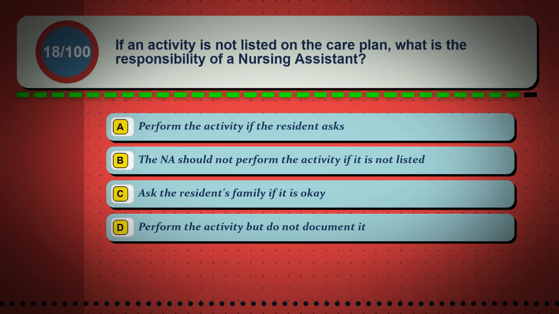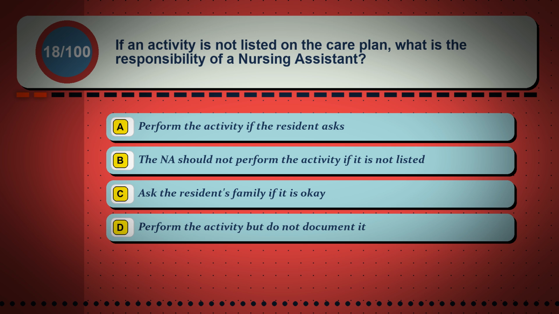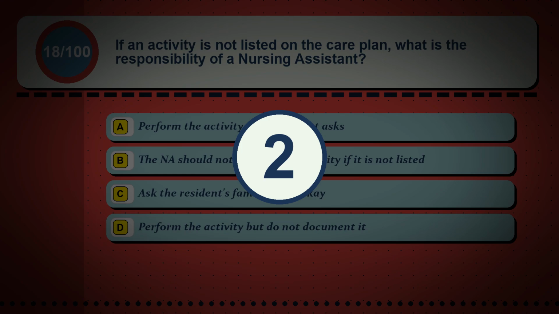Question 18. If an activity is not listed on the care plan, what is the responsibility of a nursing assistant? Option A, perform the activity if the resident asks. Option B, the NA should not perform the activity if it is not listed. Option C, ask the resident's family if it is okay. Option D, perform the activity but do not document it.